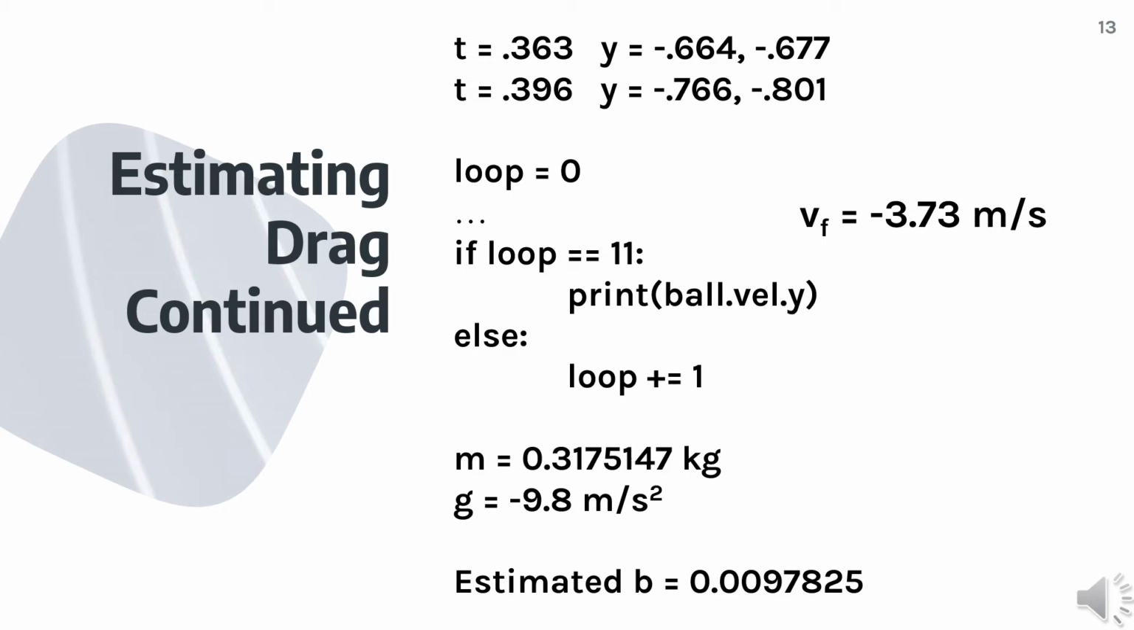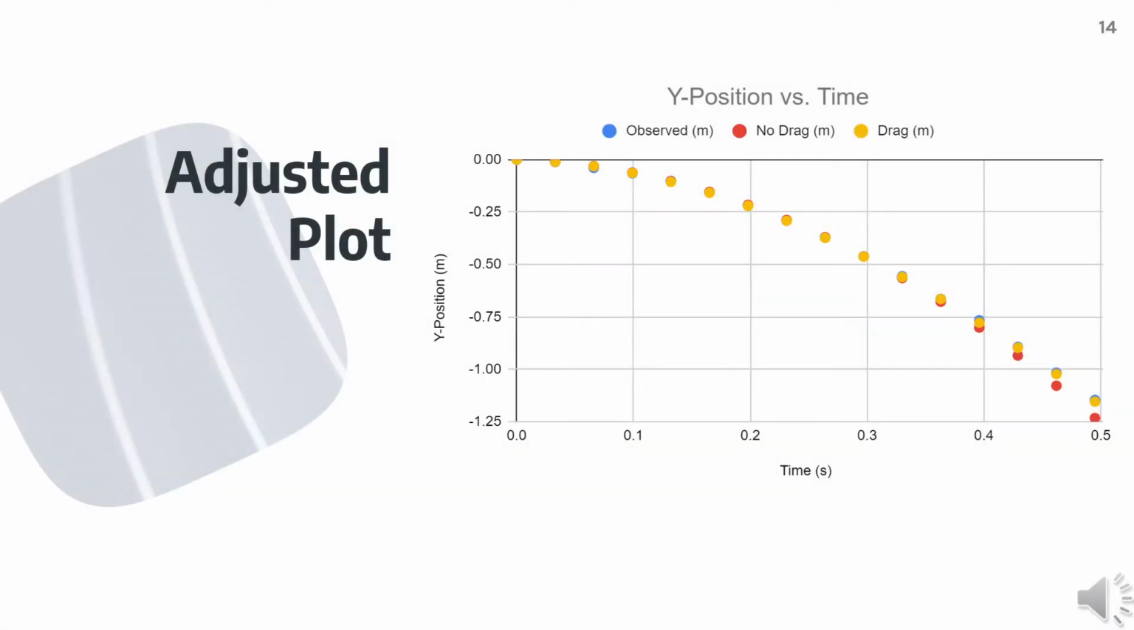In order to solve for the velocity update, I needed to know the initial velocity, so I created this small segment of code which printed the predicted velocity at 0.363 seconds. With the initial velocity, I plugged in everything else and estimated that b equals 9.7825 times 10 raised to the power of -3. Here we can see the suggested plot in yellow is even closer to the observed motion. With that fixed, let's move on to the discussion questions.